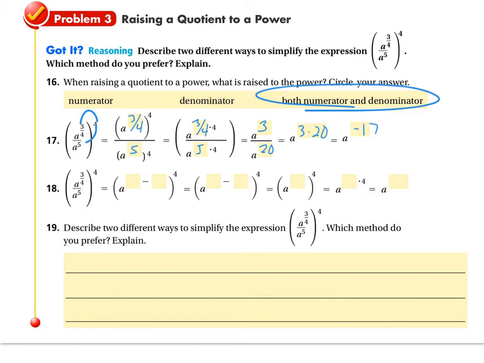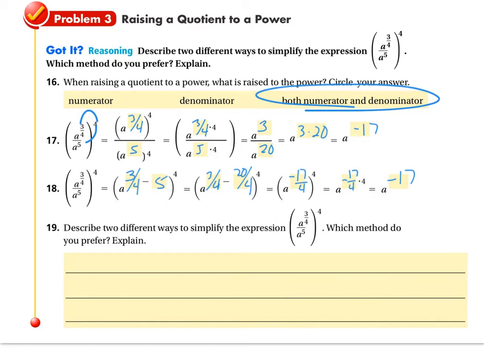Now let's try a slightly different approach. In this approach, we're going to work what's inside the parentheses first. So we're going to take a to the 3/4 minus 5, obviously get a common denominator. After we subtract them, we're going to take that quotient and raise that to the fourth power. Of course, multiply them and get your answer.